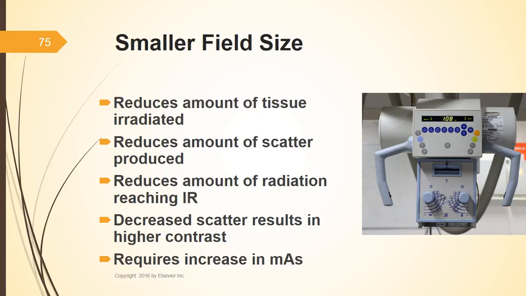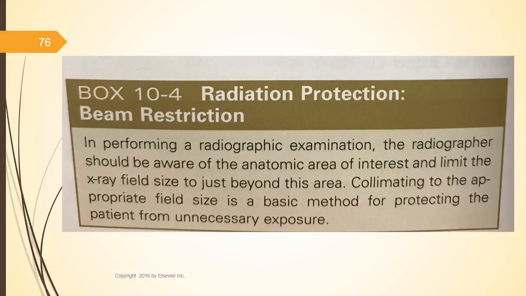So just because it's either a wide open field or a smaller field, you should collimate every single time when you do an X-ray. Don't leave it wide open, because that does affect how your image looks and the radiation to your patient. This box again is in your book. When you perform a radiograph, the radiographer should be aware of the anatomic area of interest and limit the field size to just beyond that area.